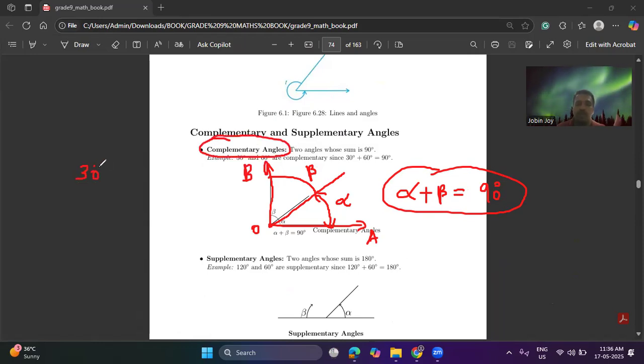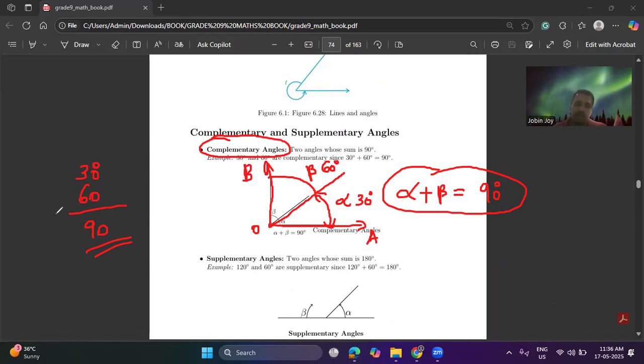For example, if this angle is 30 degree, and if this angle is 60 degree, when you add 60 plus 30, what is the value? 90 degree. Then this is what is called complementary angles.